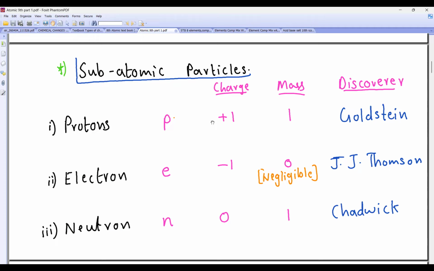Proton is P, positively charged. It has a mass of 1. Who discovered it? Goldstein. Electron's symbol is E, charge -1. Mass is negligible, 0. Discovered by J. Thomson. Then neutron: charge is 0 and mass is 1. Who discovered it? Chadwick. I want you to write this. Write it. No talking.